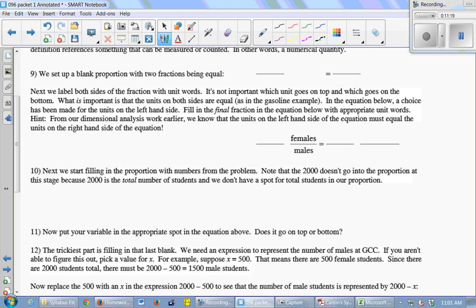Okay. So I have randomly here put females over males. You could put males over females. It doesn't matter as long as you do the same thing on both sides. Okay, so I've got females over males, which means I have to have females over males on the right side also.